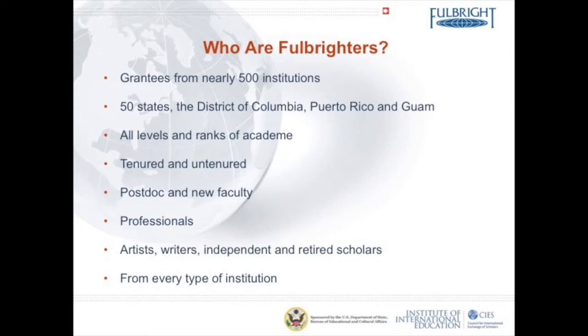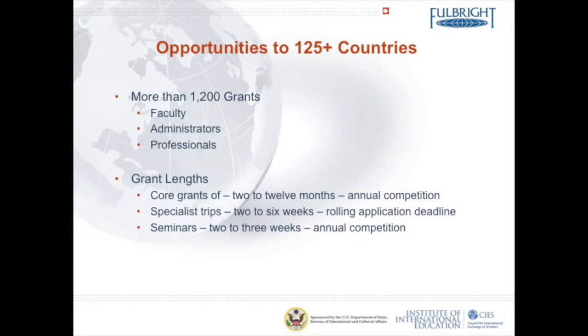We also have great diversity in terms of the fields that people are coming from. So in addition to the more traditional grants for teaching and research for faculty members, we receive great applications from professionals, and this includes artists, writers, independent scholars, and we're also happy to receive applications from retired faculty as well. Overall, we currently have a Fulbright Scholar program operating in over 125 countries around the world.